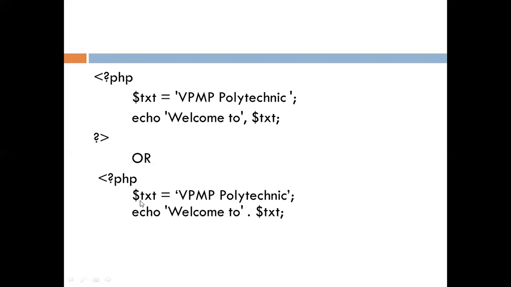First we are creating a variable. $text is equal to BPMP Polytechnic. Echo, welcome to is my first string. Dot stands for concatenation, and $text. Now complete the PHP script.